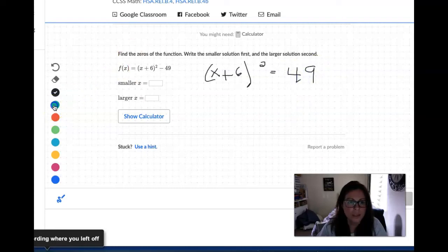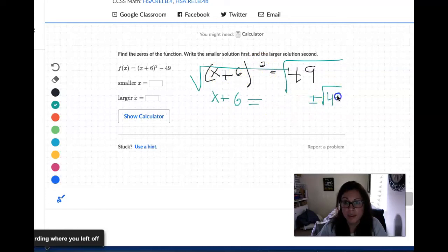And you do what we just did a little bit ago, square root both sides, and you get x plus 6 equals, plus or minus when we square root. I'm going to scooch this down because I don't want to simplify this till the end. All right, and then we subtract 6 from each side.